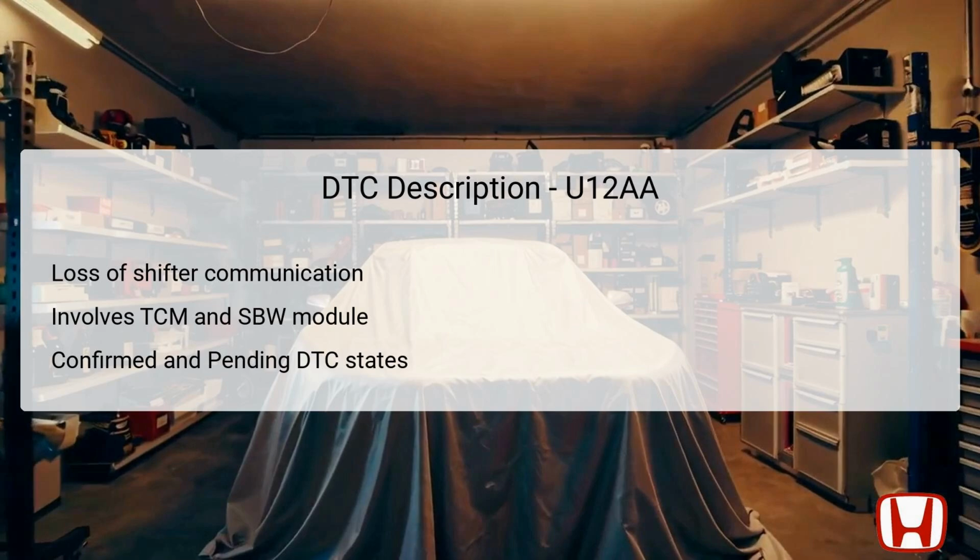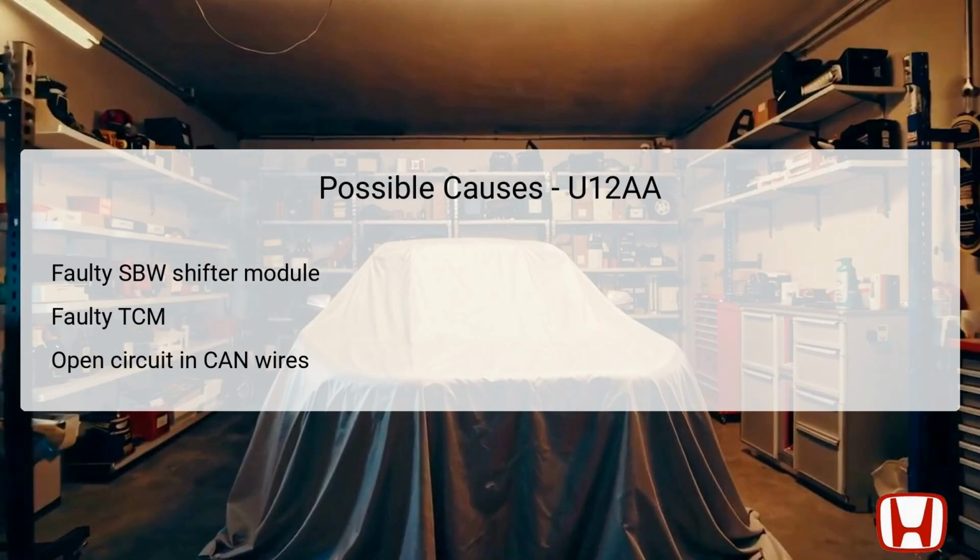This diagnostic trouble code can appear in either confirmed or pending states, indicating whether the issue is currently persistent or may have occurred intermittently. Understanding these states is essential in gauging the severity of the problem during troubleshooting. Additionally, freeze frame data can provide insights into the vehicle's condition when the DTC was set, helping to pinpoint specific failure conditions. The possible causes of DTC U12AA include various factors relating to the electrical system and internal components.